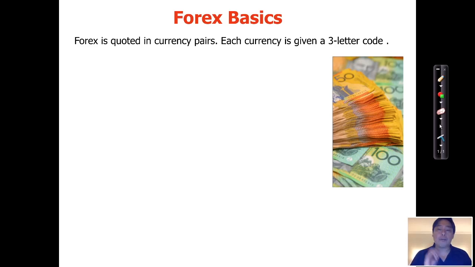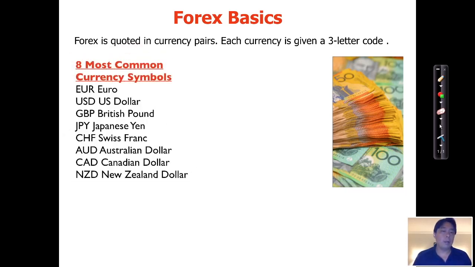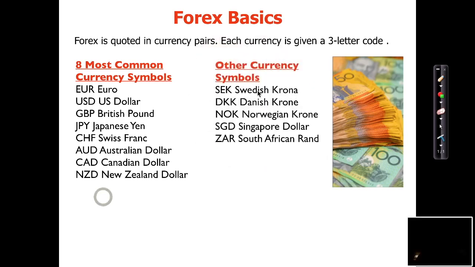And each currency is given a 3-letter code. So this is something that you have to memorize, okay? EUR is the euro, USD is the US dollar, GBP is the Great British Pound, JPY Japanese yen, CHF is the Swiss franc, AUD the Australian dollar, CAD Canadian dollar, and NZD the New Zealand dollar. So these are the 8 most common currency symbols that we will be trading. We won't be trading Zimbabwe dollars or Singapore dollars. No, that's too exotic, all right?